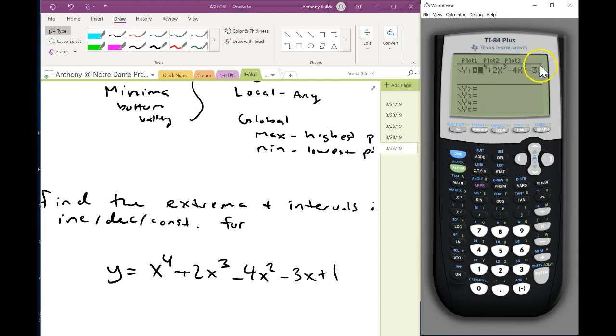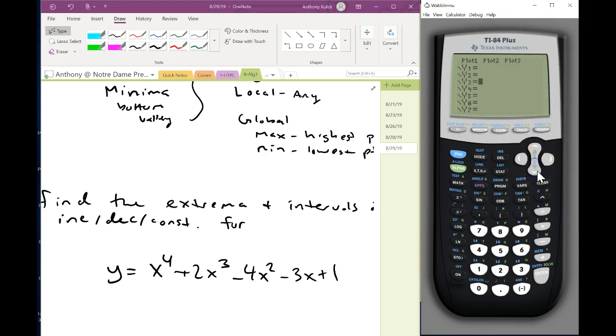Next thing I'm going to do, if I have anything in these y equals slots, I'm going to clear that information out so I can type in my new formula. To do that, I'm just going to press the clear button. The clear button deletes the entire row.